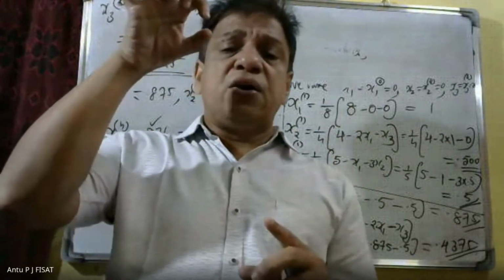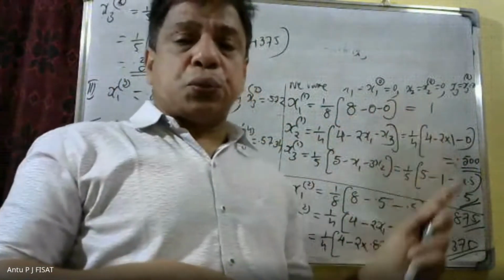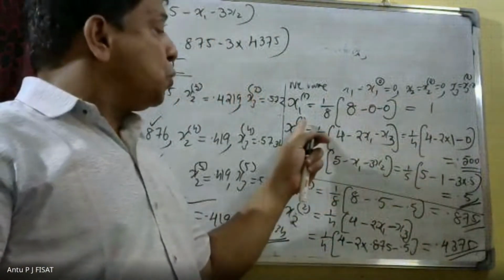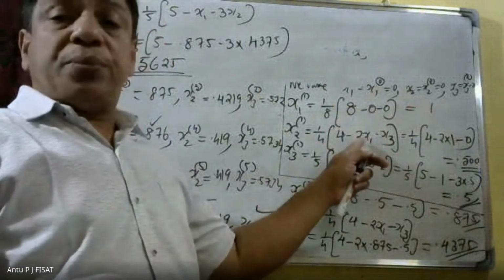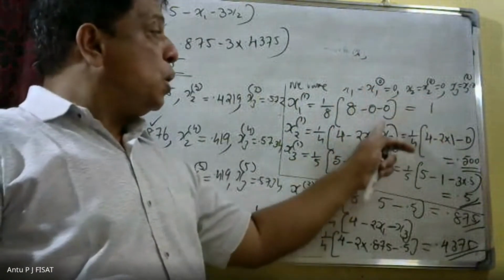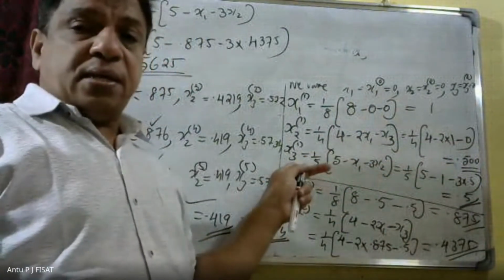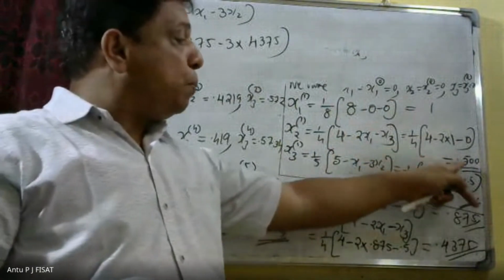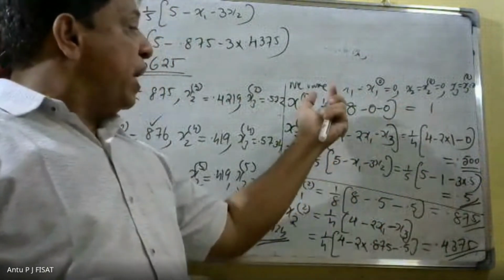Substitute to find x1 raised to 1. Substitute the values of x2 and x3 as 0, 0. Then we get the value of 1. When we find the second value, x2 raised to 1, we use the updated value. In this case, we use x1 is equal to 1, not 0, and x3 is equal to 0. Therefore, we get the value 0.5. When we find the value of x3, x1 is already found to be 1 and x2 is equal to 0.5. We substitute here. In that manner, we find the values of x1, x2, x3.